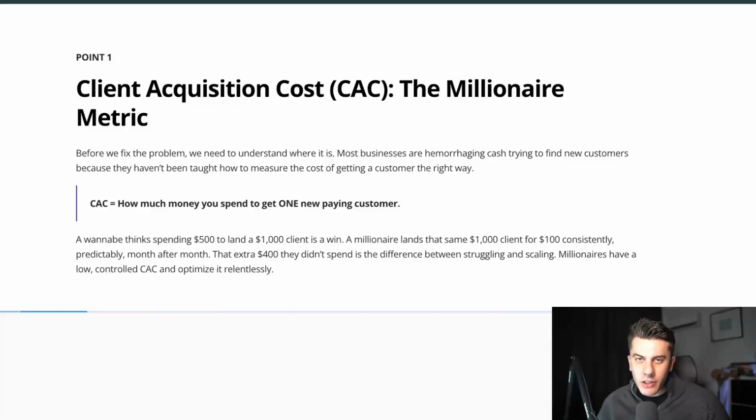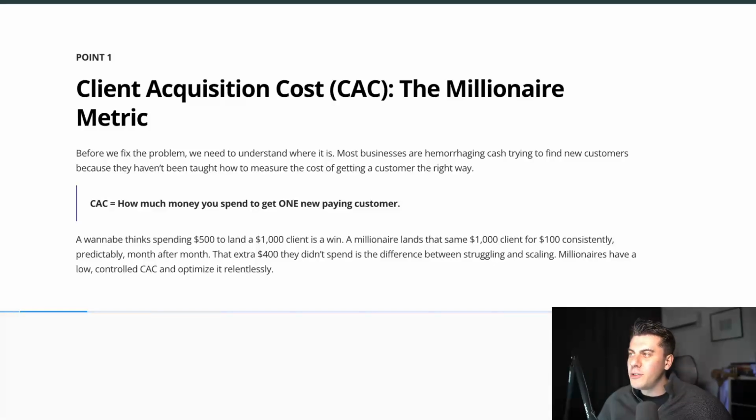The metric we're talking about, the one that separates the millionaires from the wannabes, is client acquisition cost, or CAC. Let's keep it simple. CAC equals how much money you spend to get one new paying customer. Here's where the big difference lies, really. A wannabe thinks spending $500 to land a $1,000 client is a win. A millionaire is landing that same $1,000 client for $100 consistently, predictably, month after month. That extra $400 they didn't spend, that's the difference between struggling and scaling.